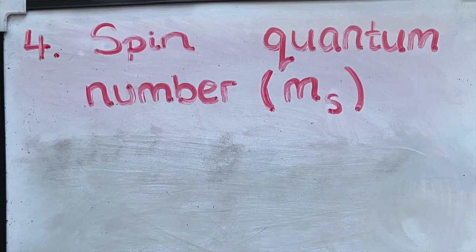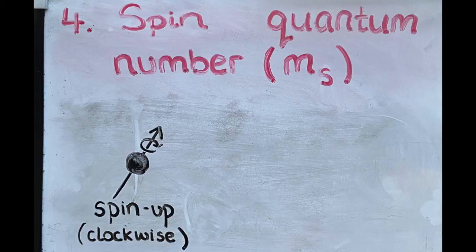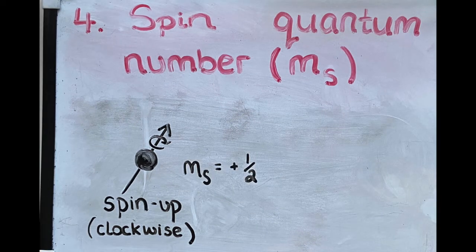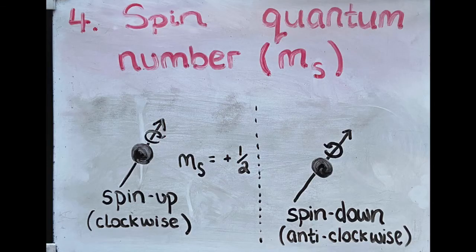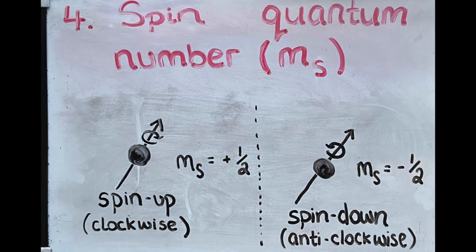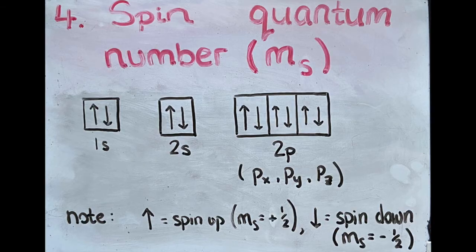The fourth and final quantum number is the spin quantum number. This relates to the electron spin within any given orbital. Electrons can either be spin up, they rotate clockwise around their axis, with a spin quantum number of +1/2, or electrons can be spin down. They rotate anti-clockwise on their axis, with a spin quantum number of -1/2. In reality, this essentially means any orbital can have 2 electrons with opposite spins.